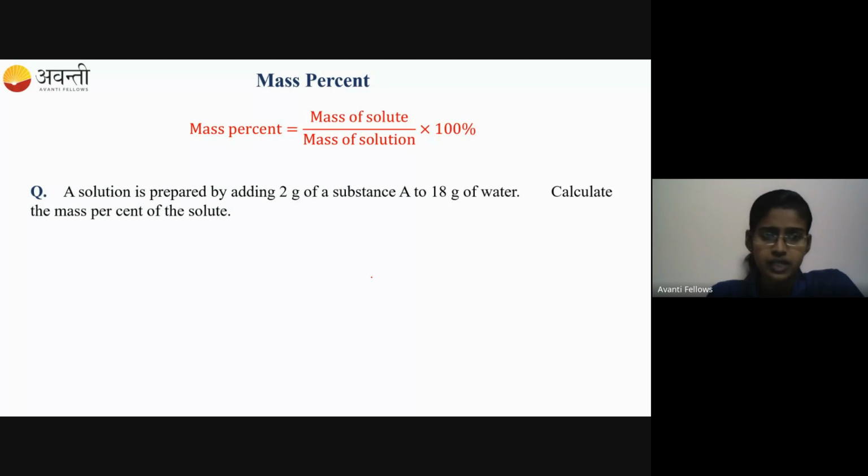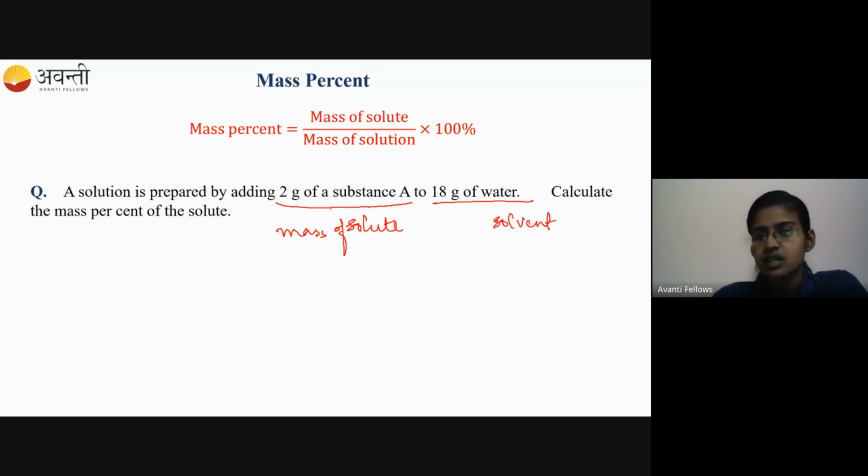So what is given in the question? A solution is prepared by adding 2 gram of substance A. So this is the solute. So 2 gram is the mass of solute. Okay, and 18 gram of water means water is the solvent. Yeah, water is the solvent and 18 gram is the mass of solvent.